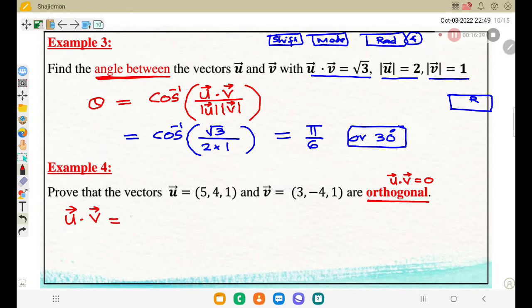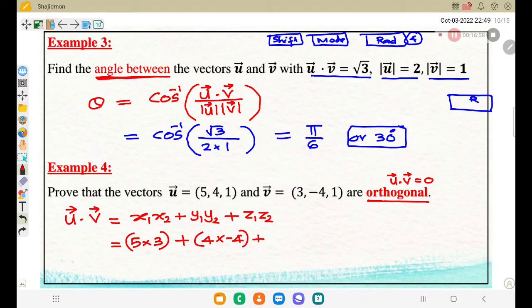What is the rule? x1 x2 plus y1 y2 plus z1 z2. So what is x1 here? 5. Multiply, what is x2? 3. Plus y1 y2, 4 multiply minus 4. Plus z1 z2, 1 multiply 1.